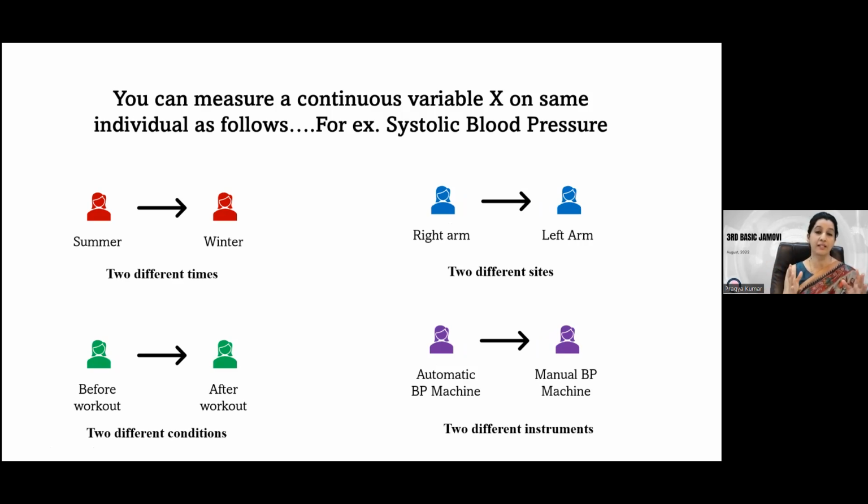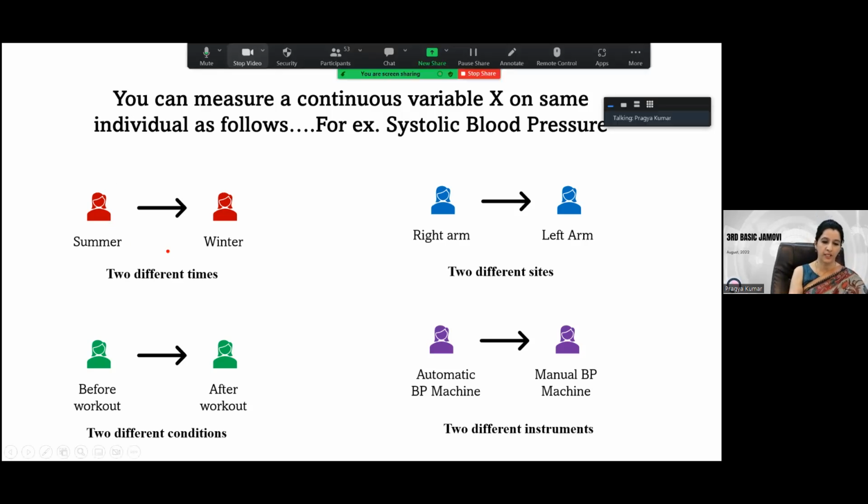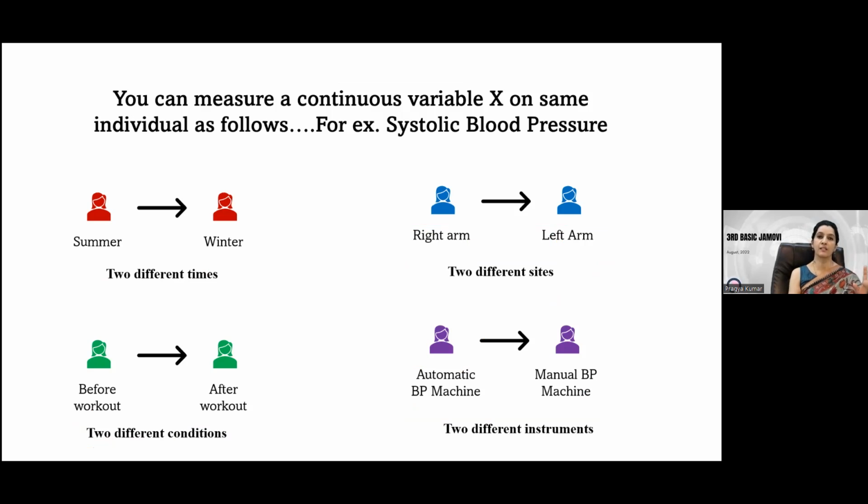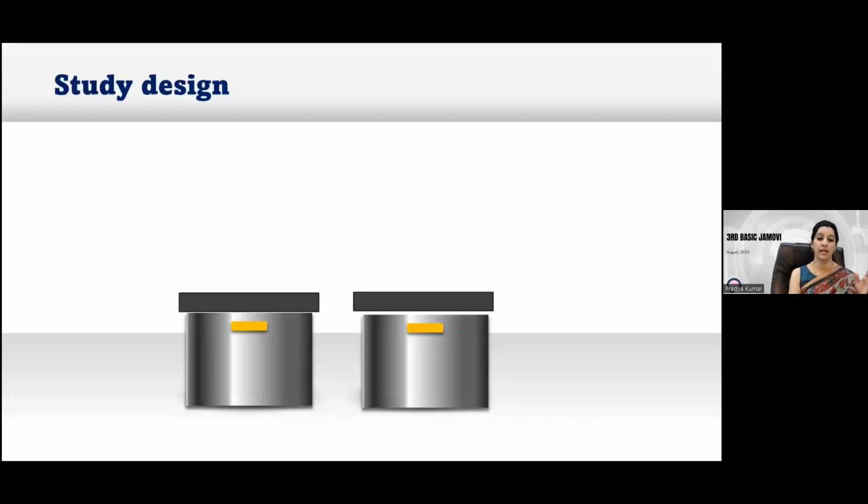So all these are examples of paired values, paired values of a single variable. It can be at two different time points, which we have seen here. It can be under two different conditions, like in this example, before and after workout. It can be in two different sites, that is the right and left arm, or it can be using two different instruments like the automatic blood pressure machine and the manual blood pressure machine. So all these values are known as paired values, and paired t-test is applied for such cases.